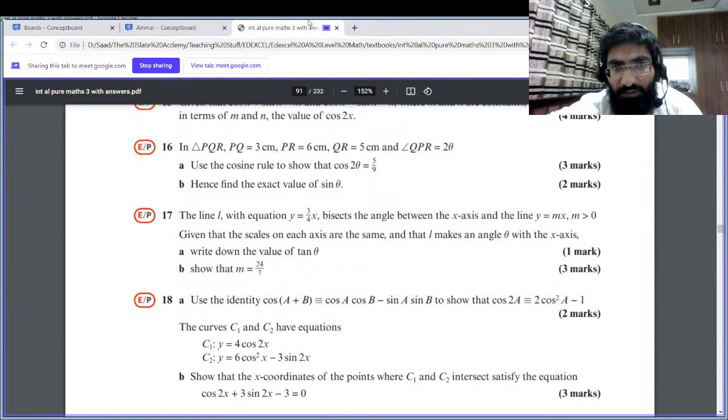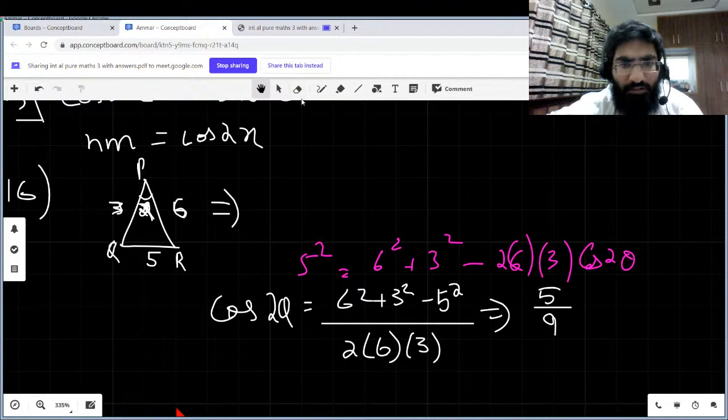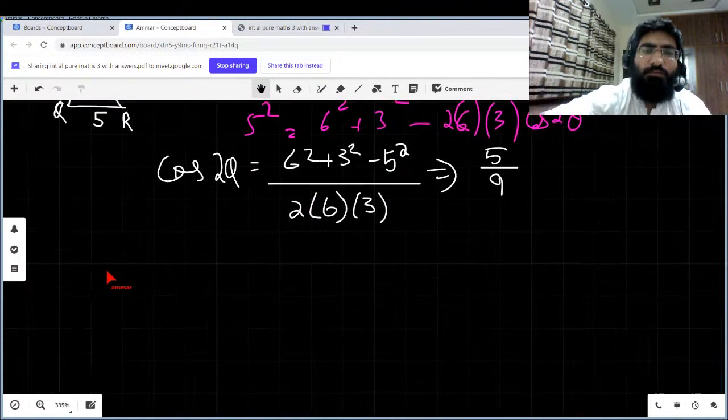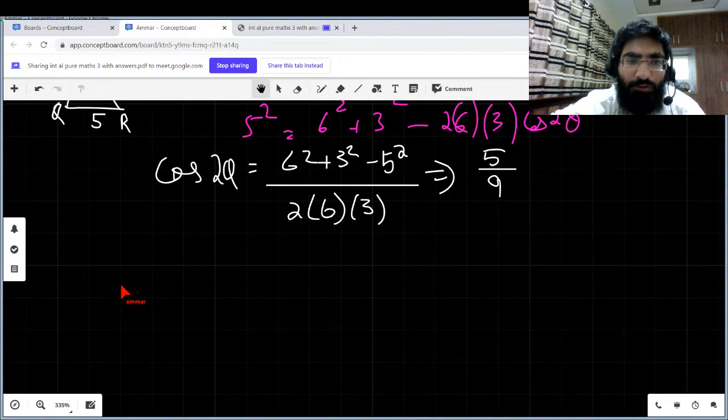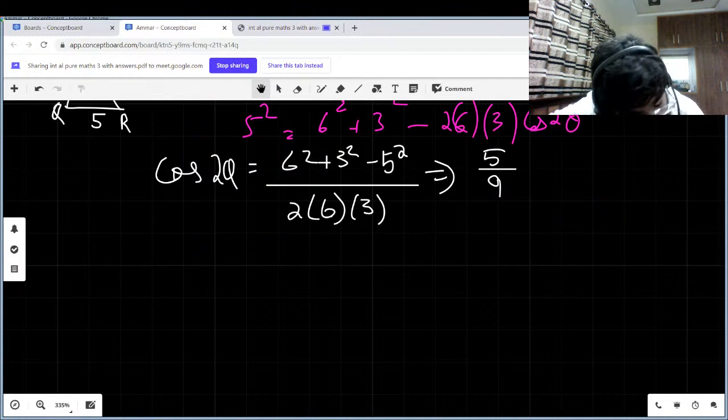Okay, sine theta. Oh, there's more. Hence, find the value of sine theta. So sine theta would be using cos 2 theta, which is equal to 1 minus 2 sine squared theta.